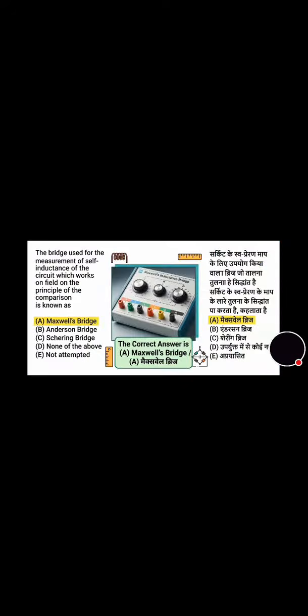Now next question. The bridge used for the measurement of self-inductance of the circuit, which works on the principle of comparison, is known as option A, Maxwell bridge.